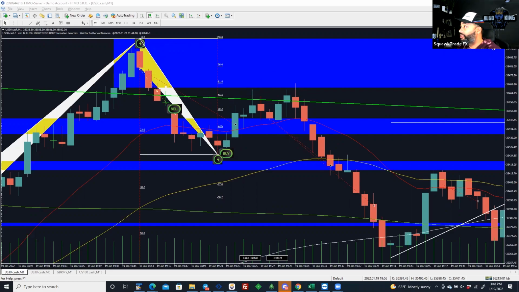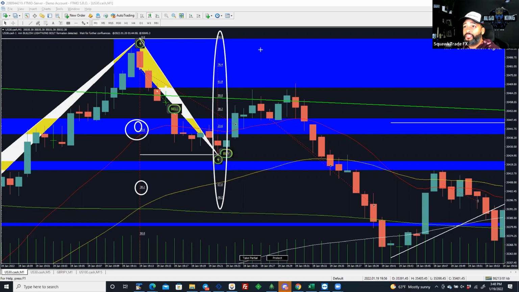I do use fibs, right? So if you notice, fibs are auto-drawn on the chart. You can see the fibs are auto-drawn here. This is a fib here, right at this level. And if you see, price shot down on my initial entry, right? Price shot down. And then what did it do? It retraced back up to this level here.